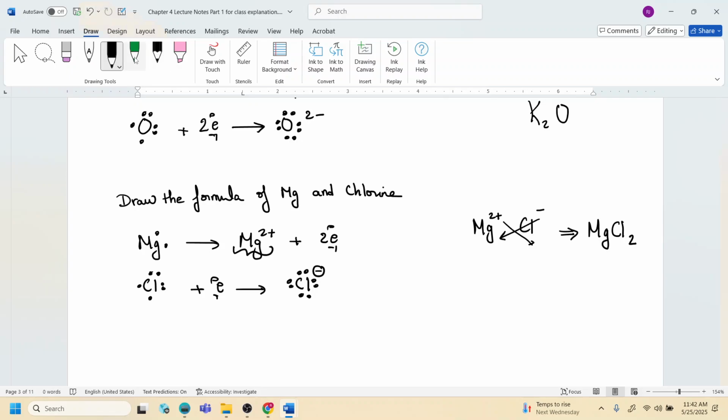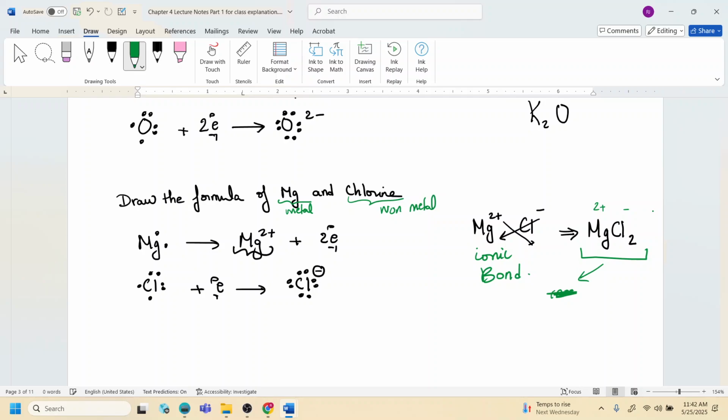Let's double check to make sure that the charges of MgCl2 are 0. The Mg is 2 plus, and the chlorine is negative, and I have 2 of the chlorines. So it's 2 minus and 2 plus, and the charges are going to be 0. Guys, the chlorine is a non-metal, and this is always the case of metals and non-metals. This is a metal. Whenever a metal combines with a non-metal, I'm going to end up having an ionic bond.